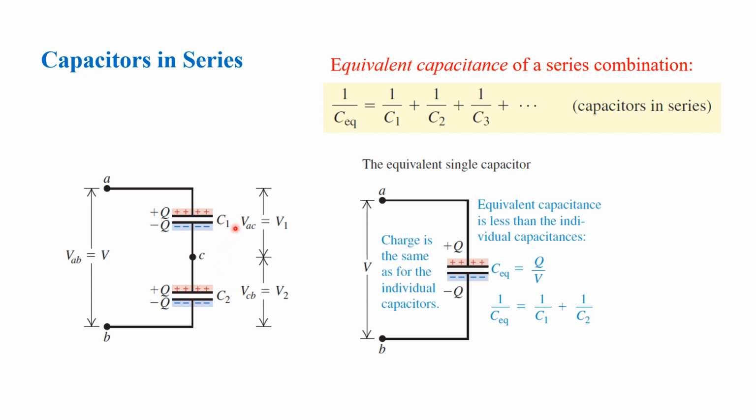For this case here, we have two capacitors. Your C equivalent is equal to Q over V. You get your C equivalent from 1 over C equivalent, which is equal to 1 over C1 plus 1 over C2. And you can get the voltage from A to B just from this equation here: C equivalent is equal to Q over V.